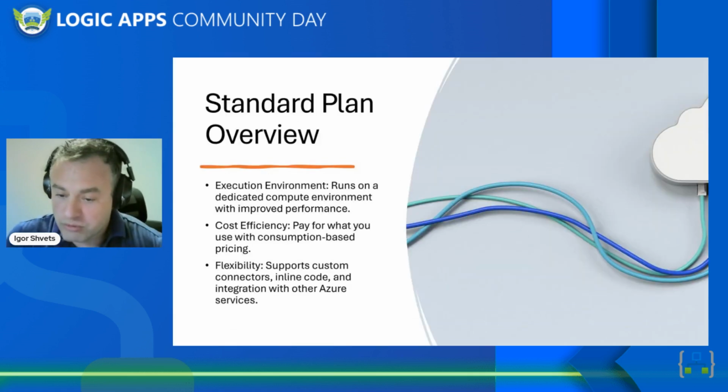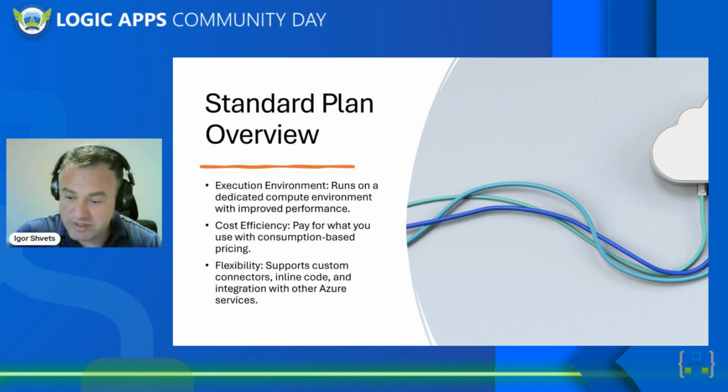So in order to run inline C#, it's very important to run it on the Standard plan, right? The serverless will not work. So what's the difference? It's the execution environment. It runs on a dedicated compute environment with improved performance. It has cost efficiency: you pay for what you use with consumption-based pricing. And flexibility: it supports custom connectors, inline code, and other integration with Azure services.